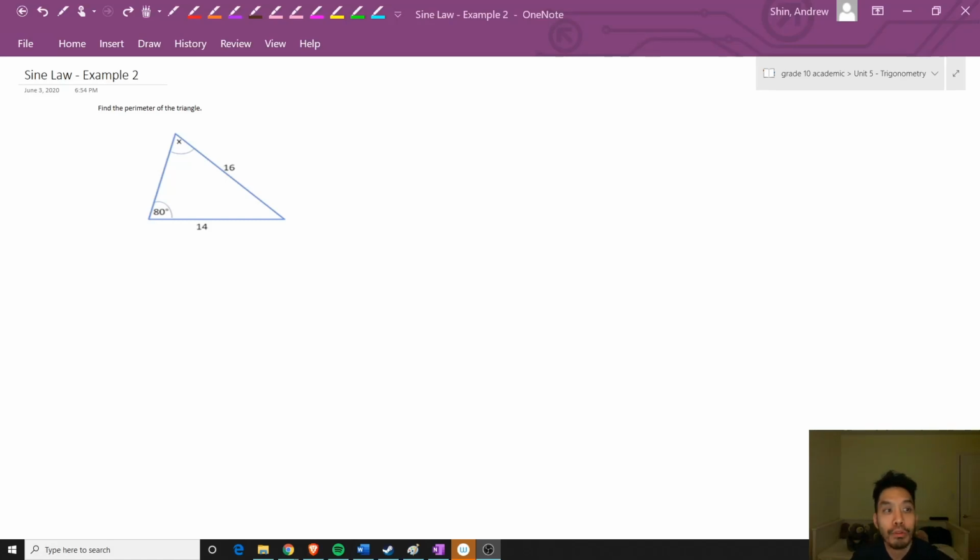Hello and welcome to example 2 for the sine law. This question asks for the perimeter of the triangle. And if you want to recall, a perimeter of a triangle is adding up all the different sides of the triangle. Fortunately, most of our work is already done for us. We already know two sides of the triangle, we just have to find out what that third side is, and that's a question mark.